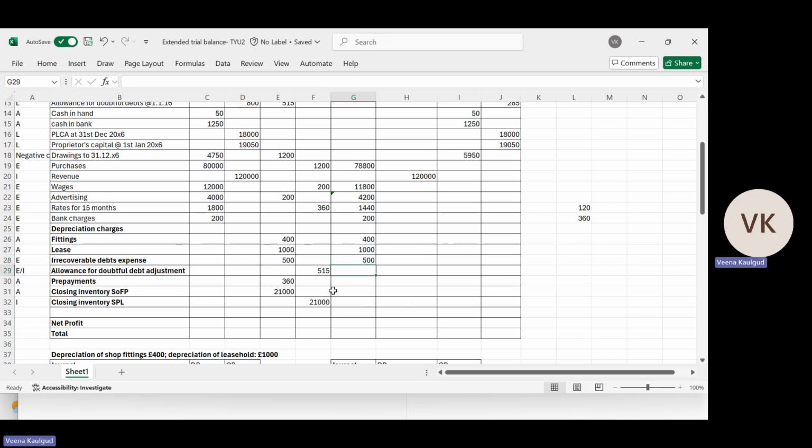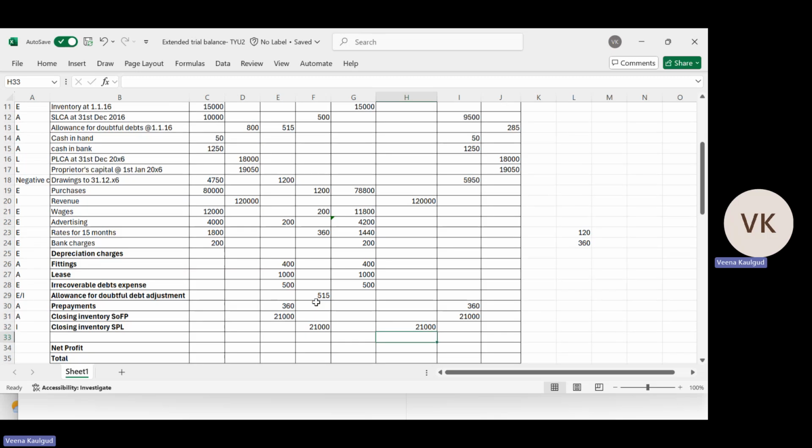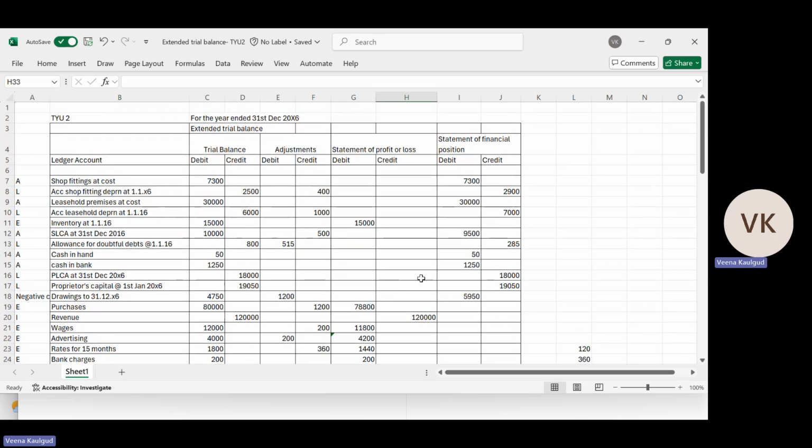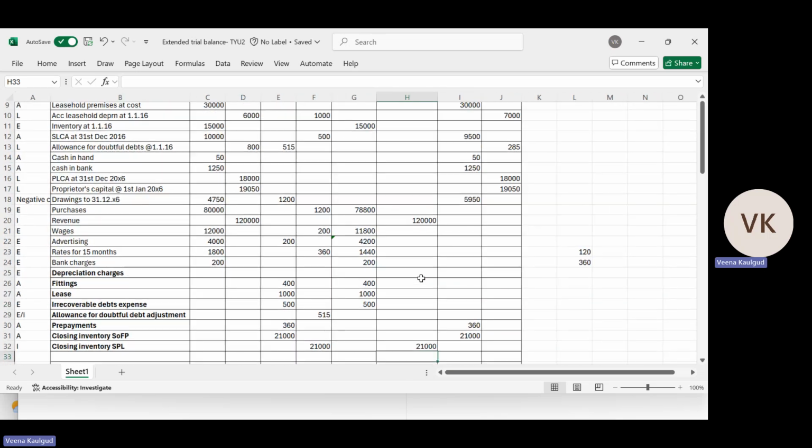Then prepayments are an asset. So I'm going to record it here. Equals 360. Okay. Closing inventory, statement of financial position, it goes here, equals 21,000. And then closing inventory SPL is going to be a gain. So I'm going to record it here. 21,000, statement of profit and loss. All right. So we are now done with all our postings, guys.